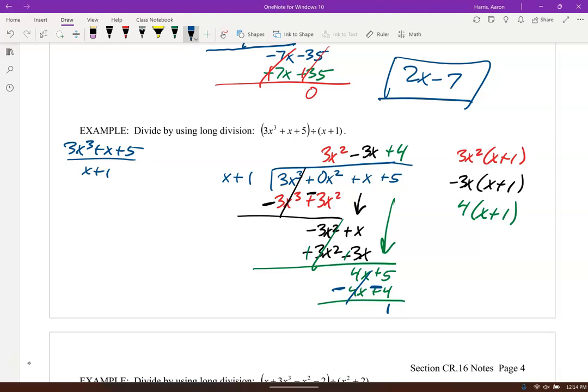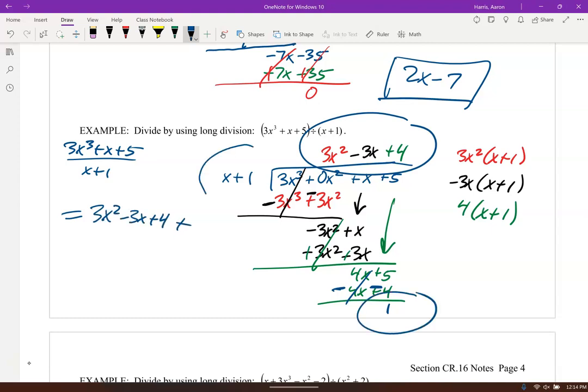So our answer to this division is quotient 3x squared minus 3x plus 4, plus remainder over divisor. Just like with the numbers.